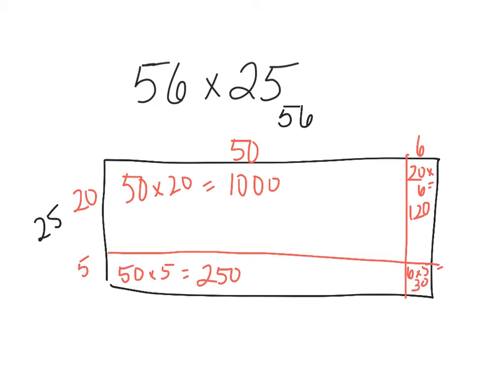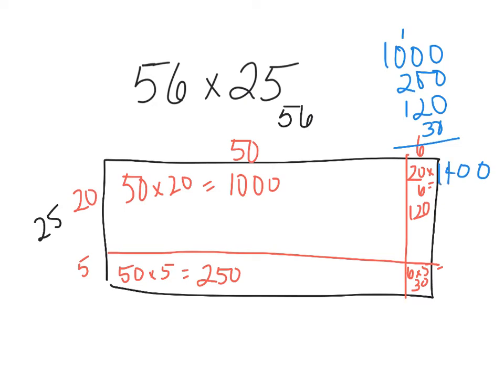And then I add up all those things I just multiplied. 1,000, 250, 120, and 30. And I get 0, 5. I get another 0. I carry that. That is going to be 4. I get 1,400.